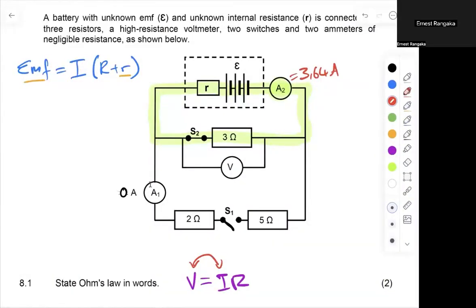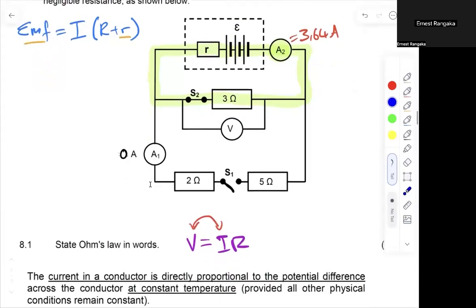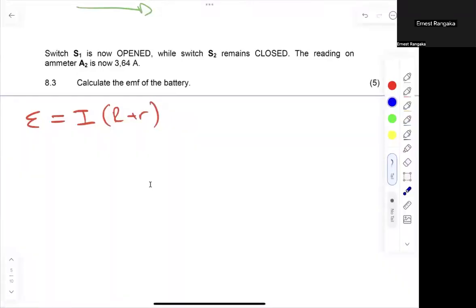My resistance is simply the 3 ohms over here, and my current is this 3.64. That's my current, that's my resistance. I don't know what my internal resistance is, and I don't know what my EMF is, but those are going to be consistent across the two. So let's plug that in for this particular question. For my equation 1, I'm going to substitute those values.